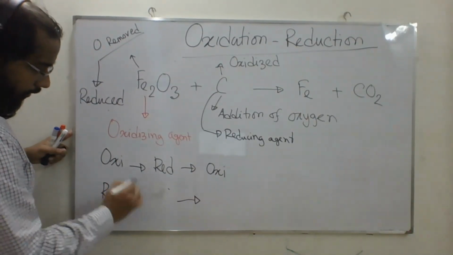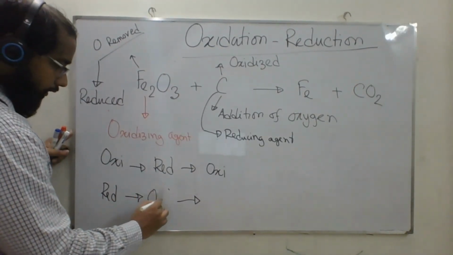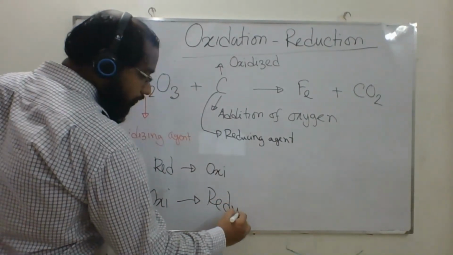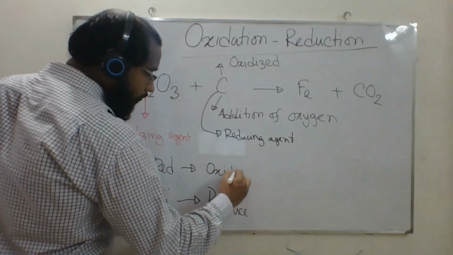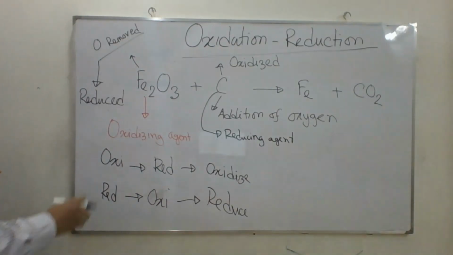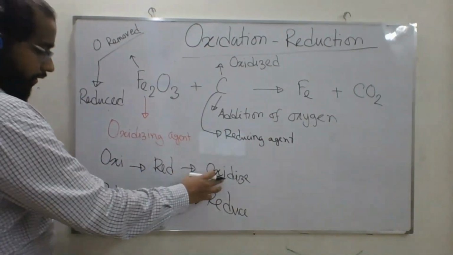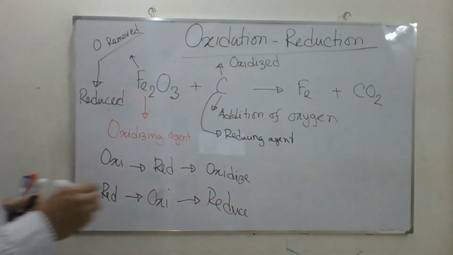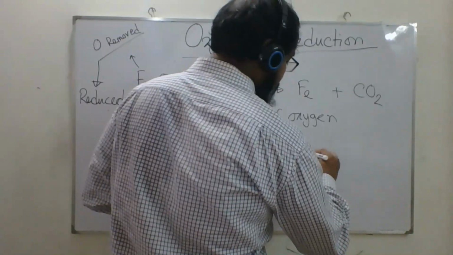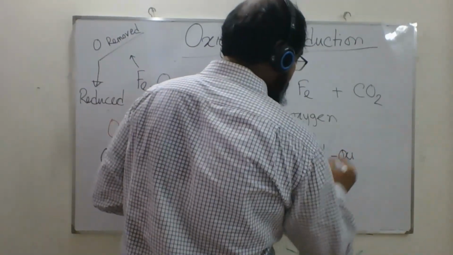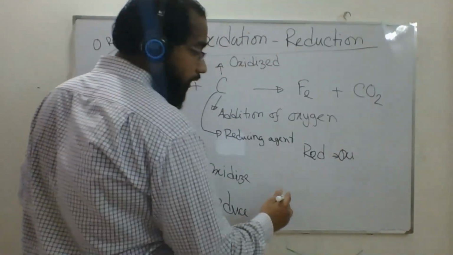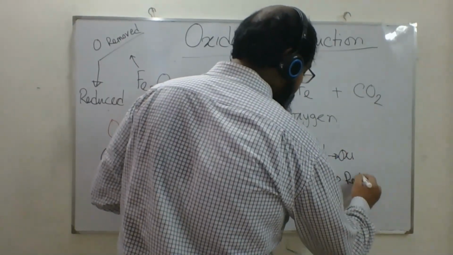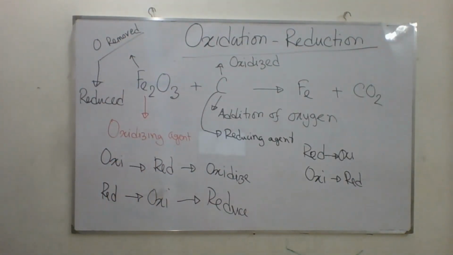Reducing agent gets oxidized and reduces somebody. Oxidizing agent gets reduced and oxidizes someone. Reducing agent gets oxidized and reduces somebody. That means we can say redoxy: reducing agent will get oxidized, and oxyred: oxidizing agent gets reduced.